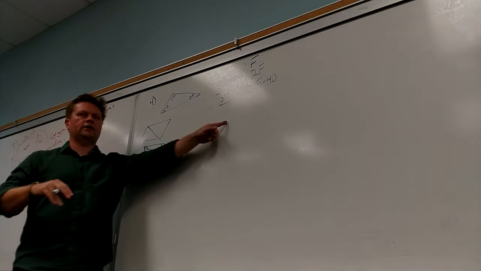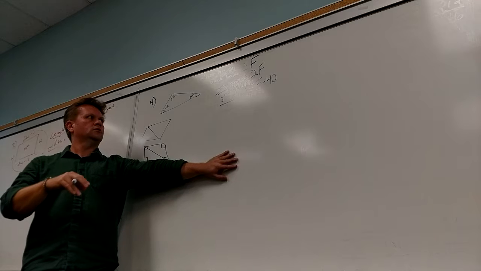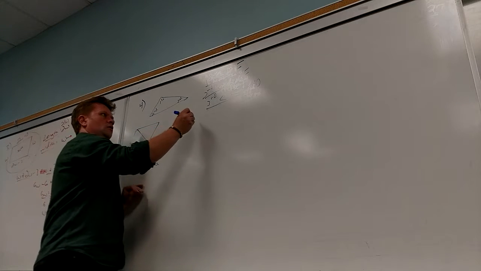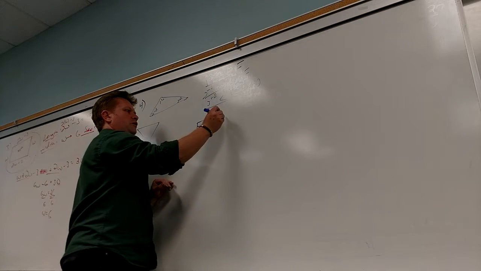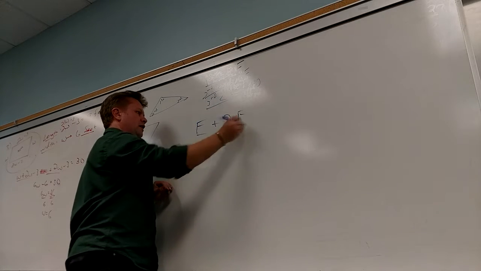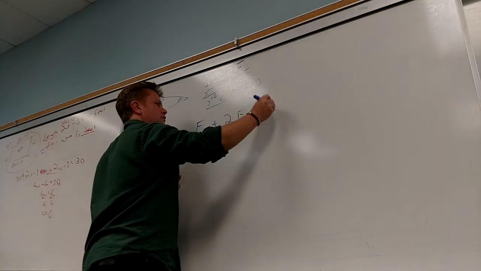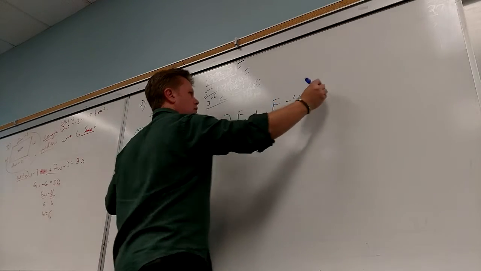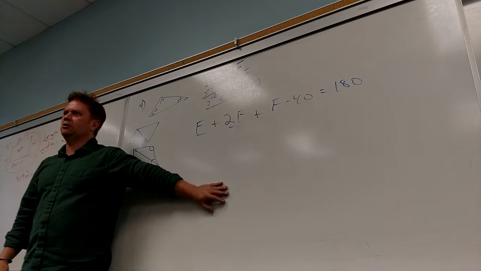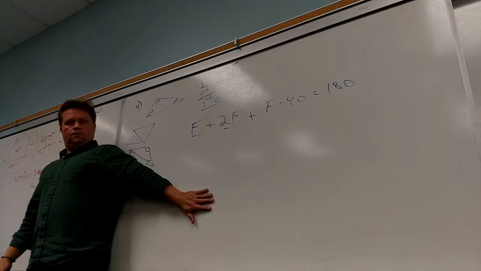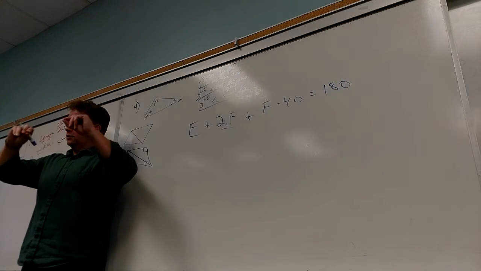So what's the formula I can set up? What's the equation? Whatever variable you got. F plus 2F, there's the first, second, plus F minus 40 equals 180. I always have somebody who says it equals 0. The triangle just sort of closes on itself. Whoosh.